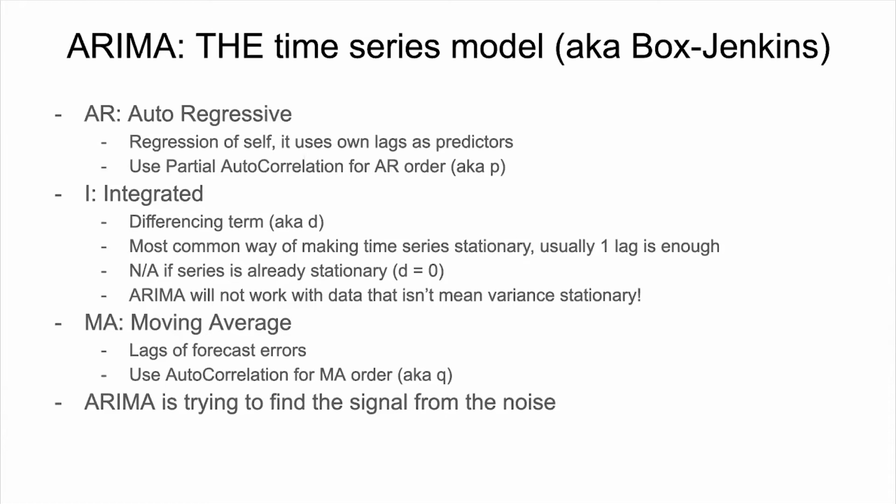Then we also have moving average. That has to do with lags of the forecast errors. And we can use autocorrelation to decide what kind of moving average order we would be taking. This is sometimes referred to as Q, and I will explain this in a little bit more detail. But basically, we put these three models together, right? So we have this ARIMA component, we have a P, a D, and a Q parameter that we have to configure so that we can find the signal from the noise.